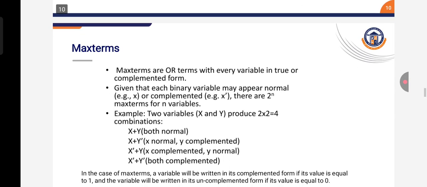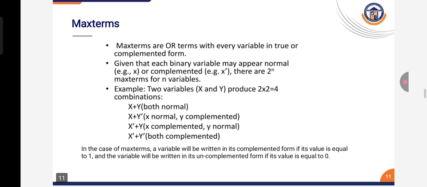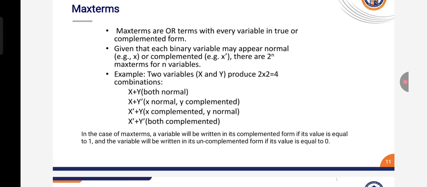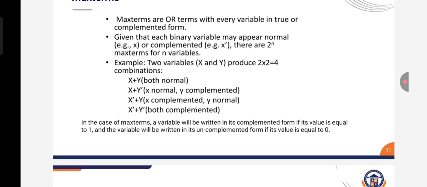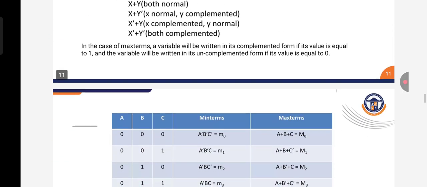Next, the maxterms are sum terms with every variable in complement or uncomplement form. For example, the two variables x and y produce the 4 combinations x plus y, x plus y', x' plus y, x' plus y'. In the maxterms, the variable will be written in the complement form if the value is equal to 1, and in its uncomplement form if the value is 0.